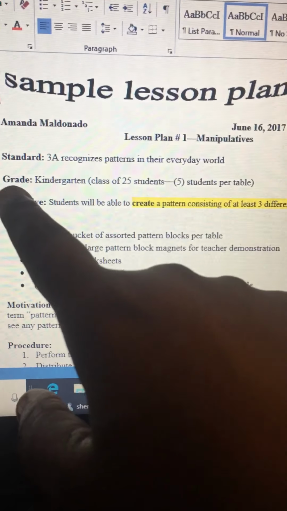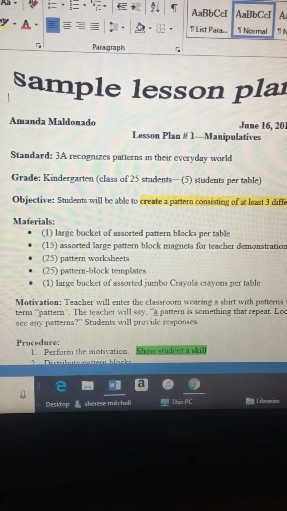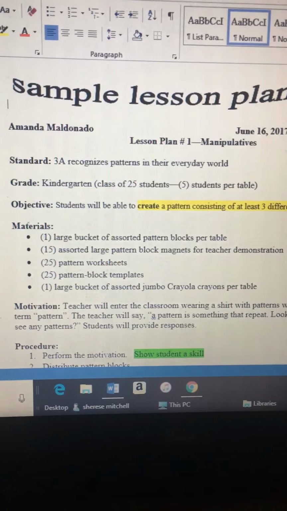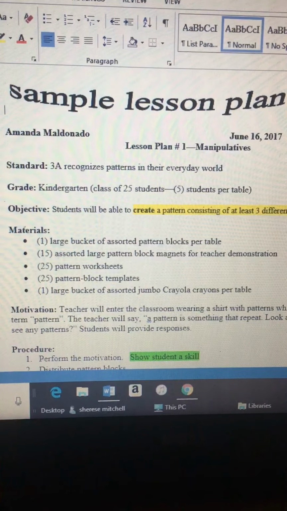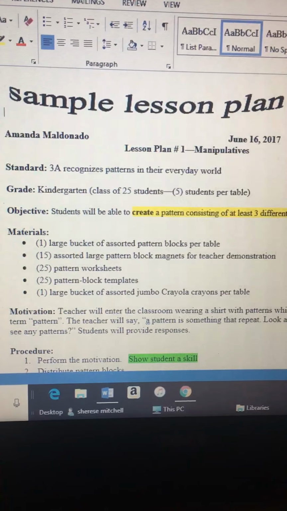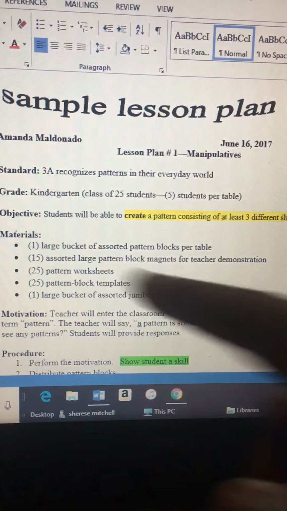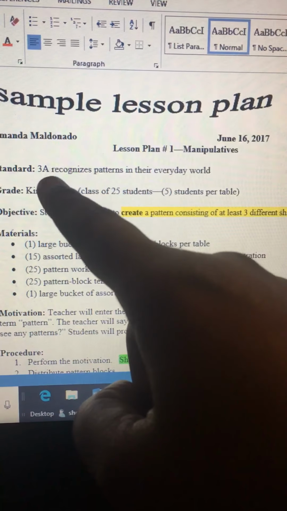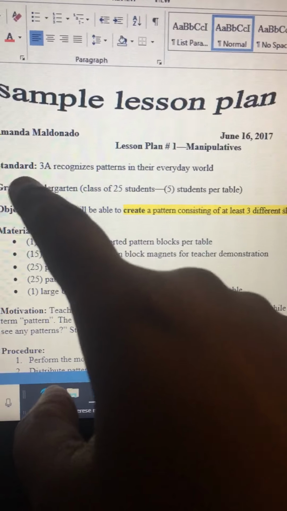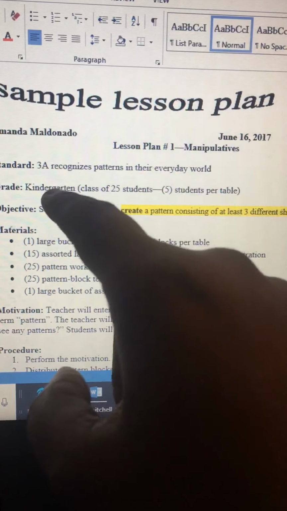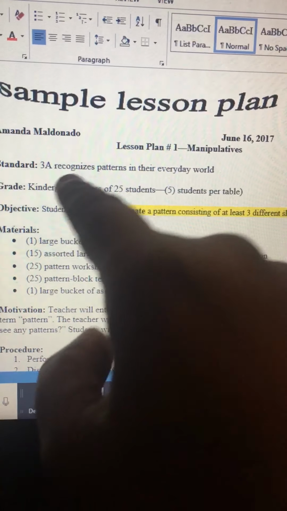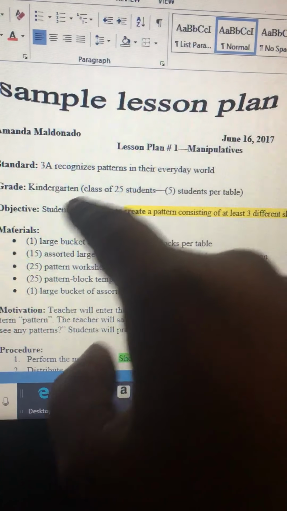Next is going to be the grade level. The grade is going to be one grade, not a range. So you wouldn't put something like kindergarten through first grade. It's going to be for a particular grade. So you would write grade, and then let's say it was third, you'd put 3 or third. You don't have to write grade and then third grade again, because that would be redundant. So it's just grade and whatever grade it is here.